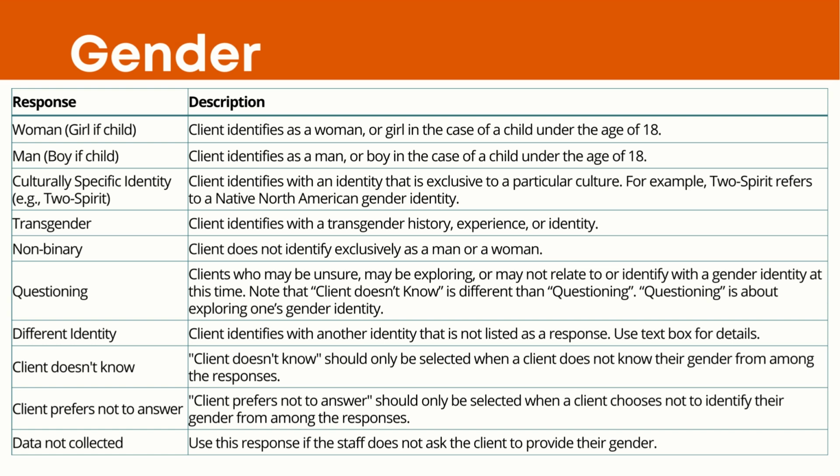Client doesn't know should only be selected when a client does not know their gender from among the responses. Client prefers not to answer should only be selected when a client chooses not to identify their gender from among the responses. Data not collected: use this response if the staff does not ask the client to provide their gender.